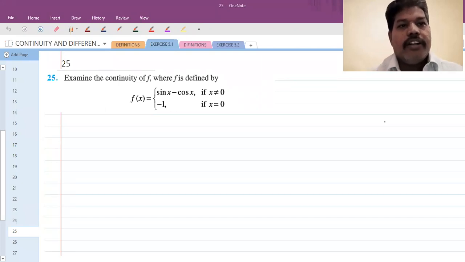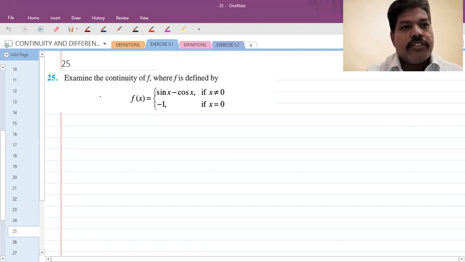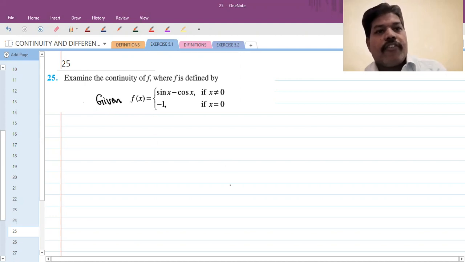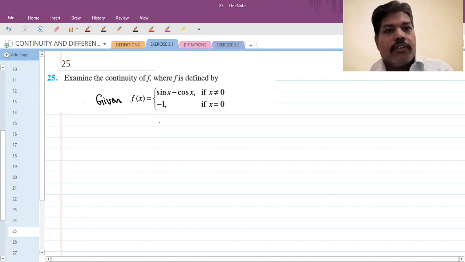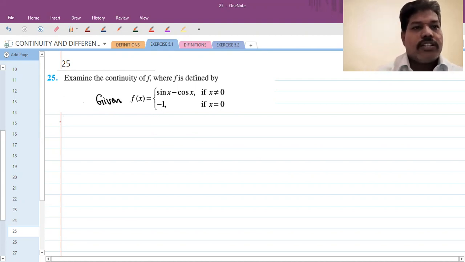So first, what I will take is the given function. What is the given function, students? Given f of x is equal to sin x minus cos x if x is not equal to 0, and minus 1 if x is equal to 0. So then, you have to understand that clearly.